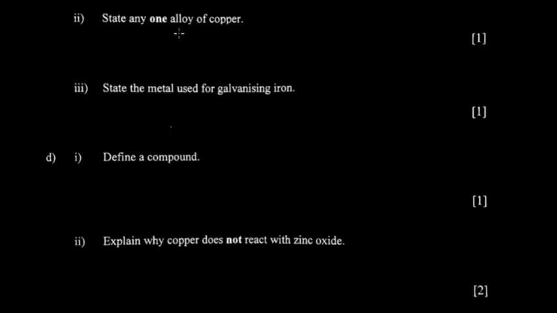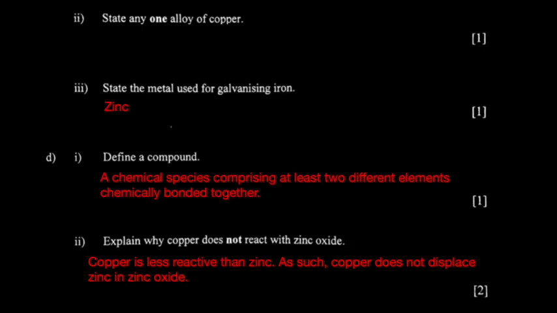Next part says state any one alloy of copper. I actually preloaded this whole question here. So you have brass and bronze. These are the two most popular alloys of copper. For brass we have copper and zinc. So just remember that sometimes they ask you. For bronze it's copper and tin. So copper and tin, copper and zinc. That's it. You're supposed to just state one there.